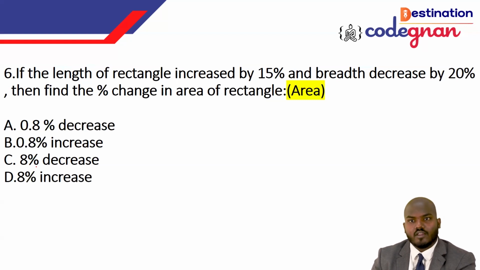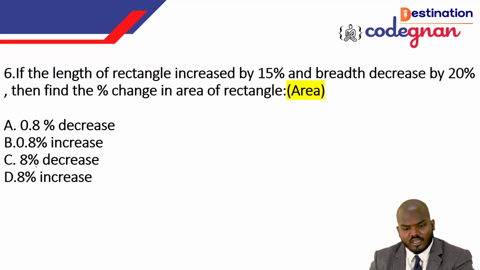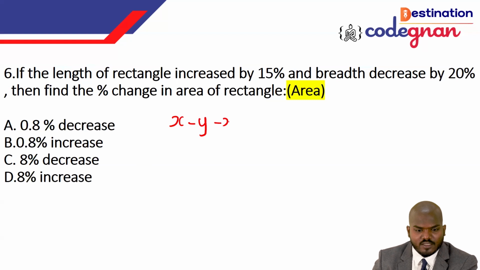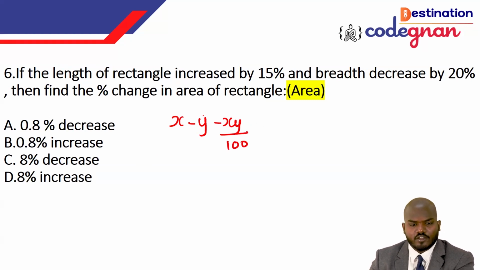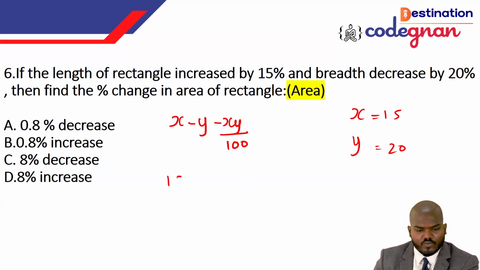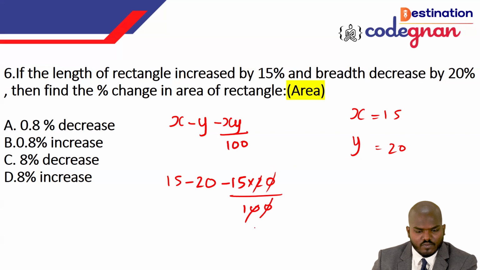So in this place, you can't use the successive increment formula, but you can use another formula: x minus y minus xy by 100. Taking the positive one as x, that is 15 percentage, and y is equal to 20. So I can call it 15 minus 20 minus 15 times 20 by 100. You see this one, 0 0, 2 times 5.